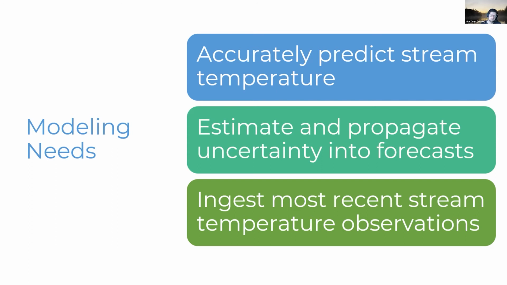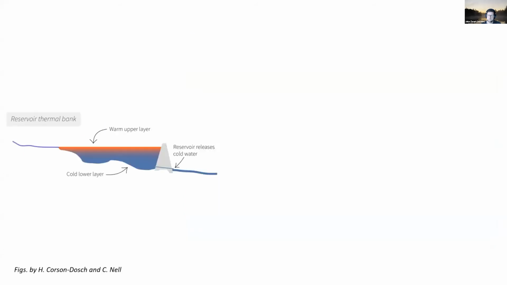I'll briefly touch on this first one, and then these second 2 points are kind of new to what I've talked about already in this presentation. Predicting water temperature below reservoirs is particularly difficult because reservoirs decouple the stream temperature signal from the observed weather patterns due to these cold water reservoir releases.